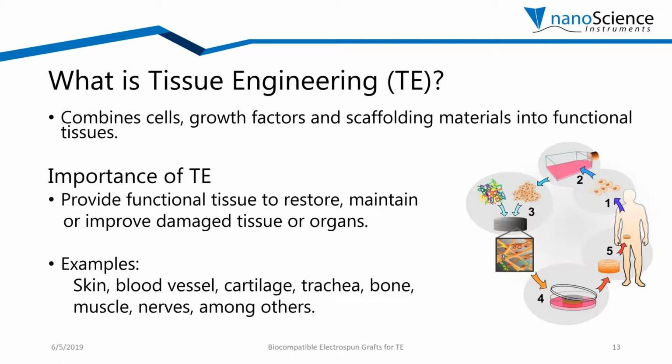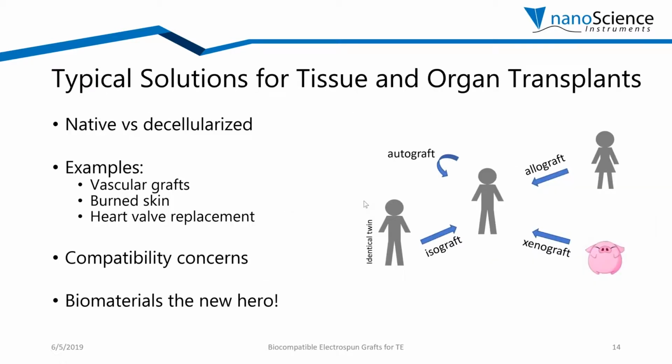But why is tissue engineering so important? It provides functional tissue to restore, maintain, and/or improve damaged tissue or organs. Some examples include skin, blood vessels, tracheas, bones, muscles, among others.